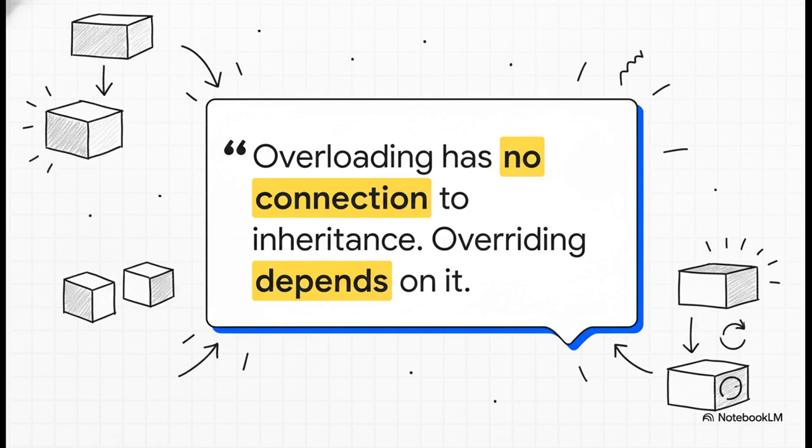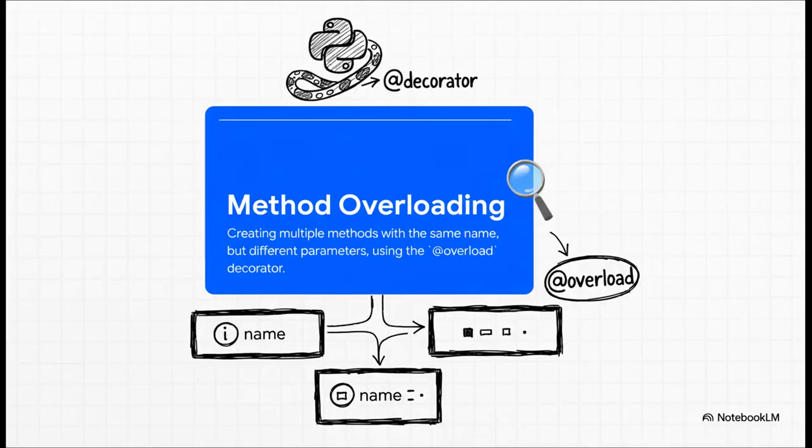Overloading has nothing to do with inheritance. Zero. Overriding, on the other hand, completely depends on it. If there's no parent-child relationship between classes, you're just not dealing with overriding. Simple as that. Okay, so let's zoom in on method overloading.